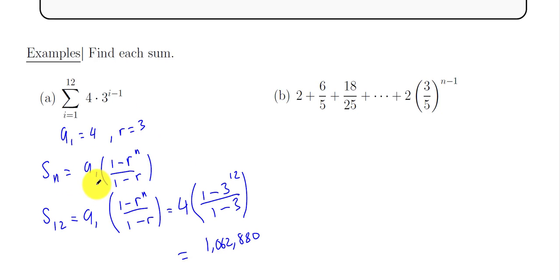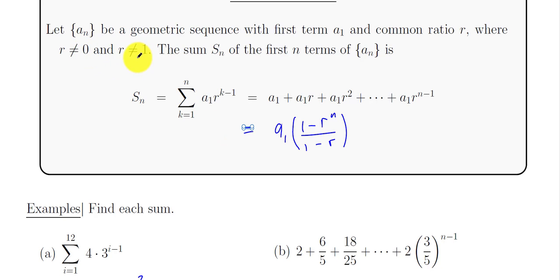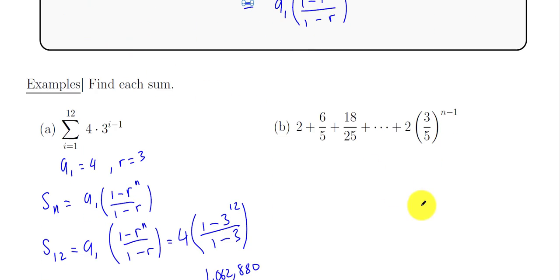this formula Sn. And another point here is we need to make sure that this is a geometric sequence with r not 0 and not 1. Let's see what the value of r is. We know that the first term is the first number, a1 in this case is 2. That is easy because we can take the first term. But how do we find the common ratio?